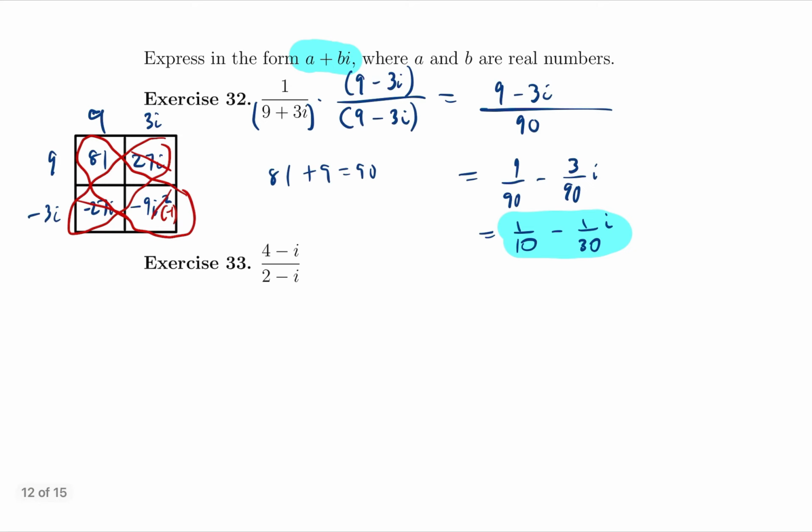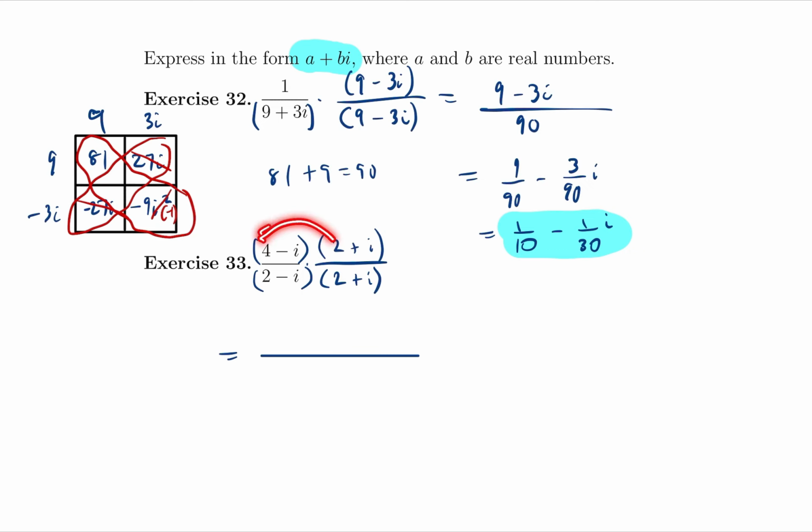The final problem is the same type of problem. We have to rationalize the denominator, so I'm going to multiply by the conjugate once again, which in this case is 2 plus i. Right, so if you FOIL, you can do the box method if you like, or you can just do the FOIL method, whatever you're comfortable with.